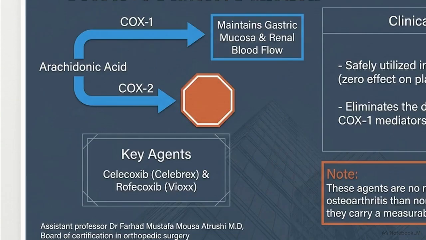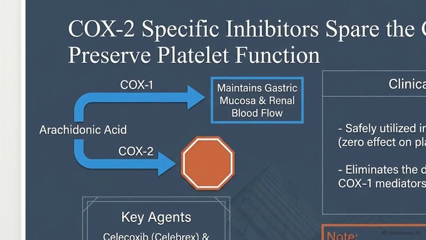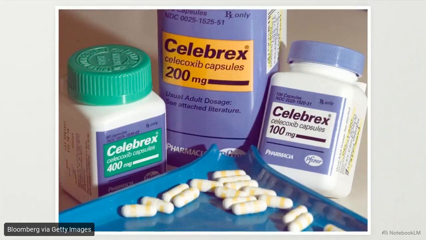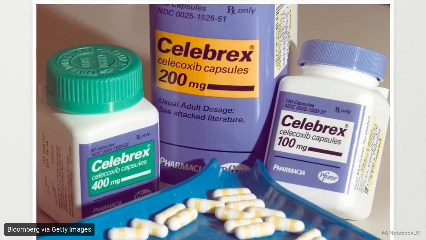This slide details the pharmaceutical industry's specific answer to that GI toll: COX-2 specific inhibitors. By specifically bypassing the COX-1 enzyme, these drugs maintain gastric mucosa integrity and preserve essential platelet function. The key agent utilized in this class is celecoxib.